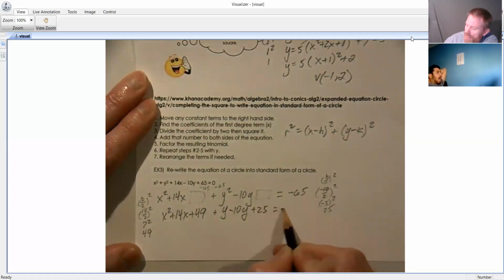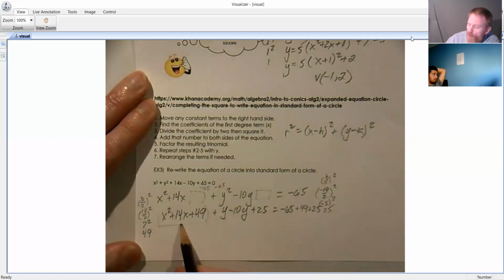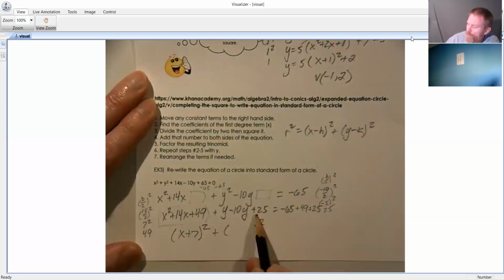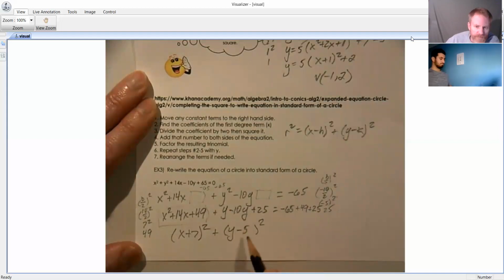Because our negative 65 was on the other side of the equal sign, we have to balance that by putting our 49 on that side and our 25 on that side of the equal sign. This here is now a perfect square trinomial. So we can factor that. We can write it as a binomial being squared. This is now a perfect square trinomial. It's whatever term is being squared. So y minus 5, quantity squared.